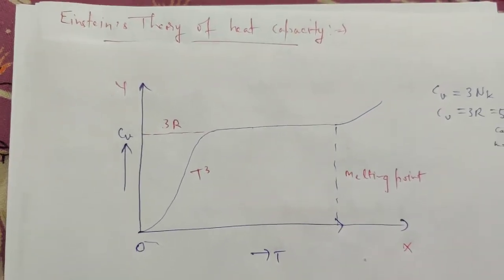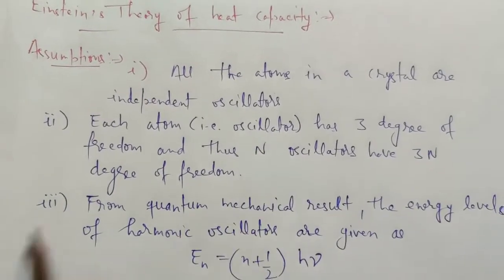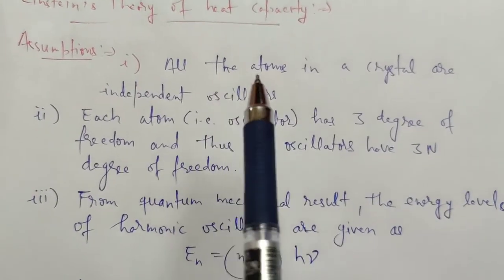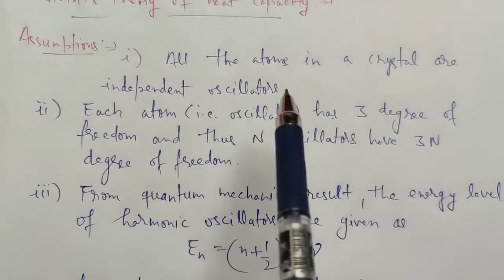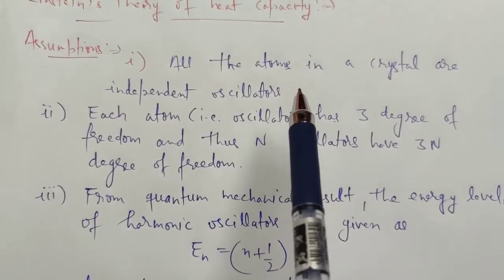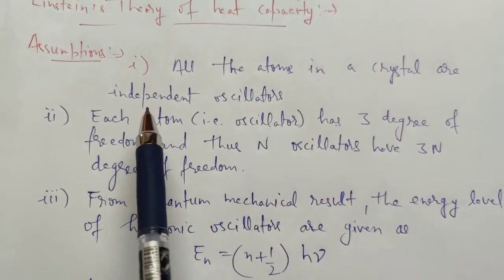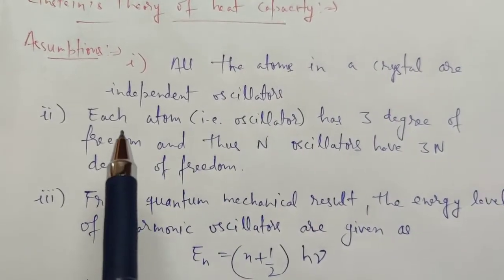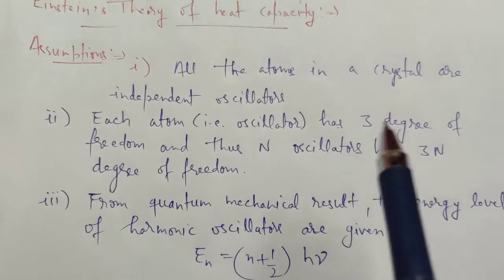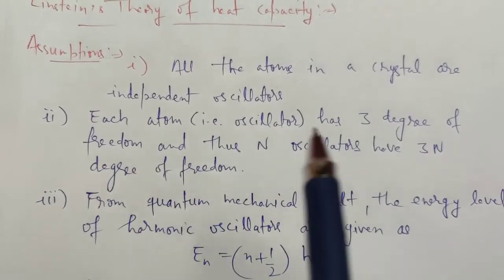So Einstein therefore assumed the following constraints: that all the atoms in the crystal are independent oscillators. We assume them to be simple harmonic oscillators, and they oscillate independently of each other. So each atom has 3 degrees of freedom, meaning the atom is a 3-dimensional harmonic oscillator.